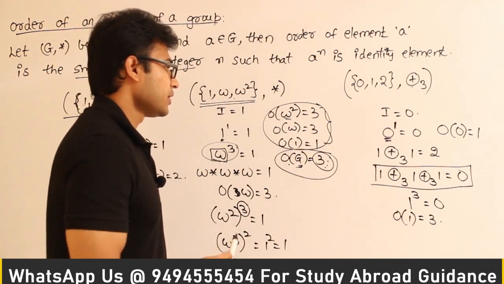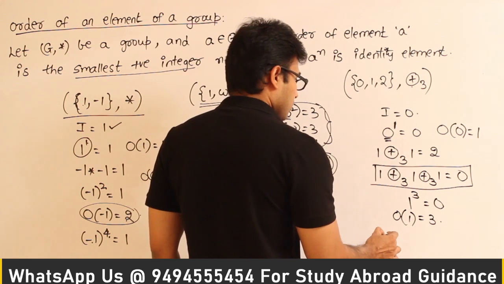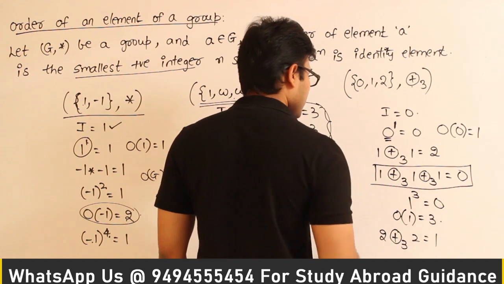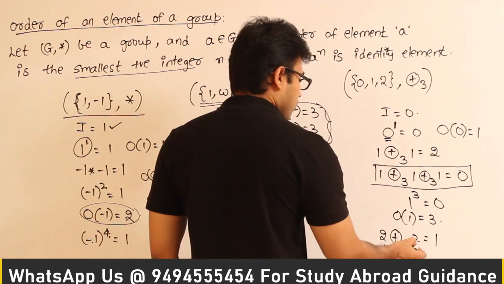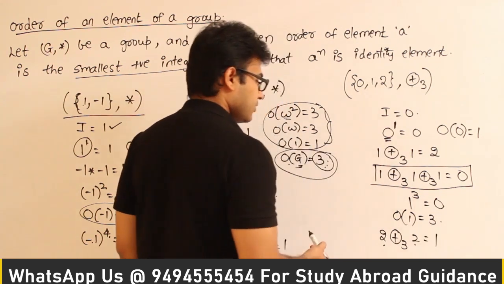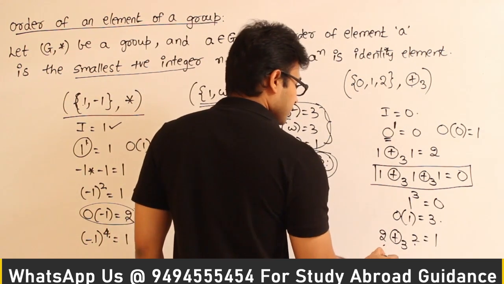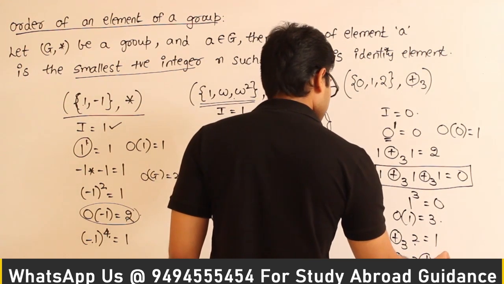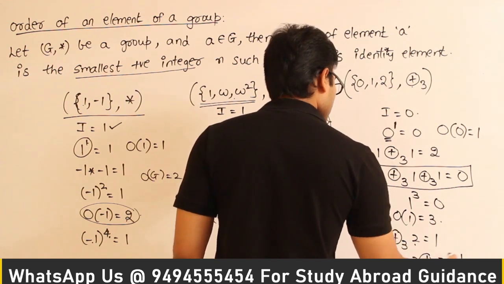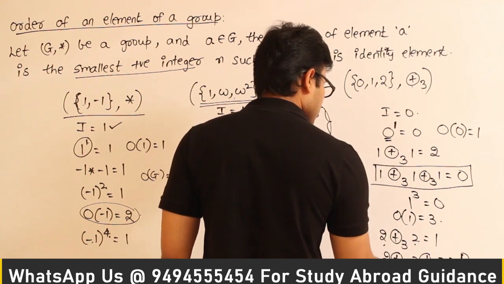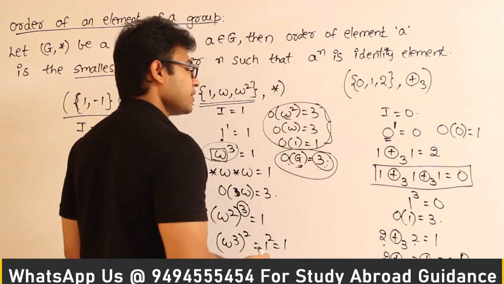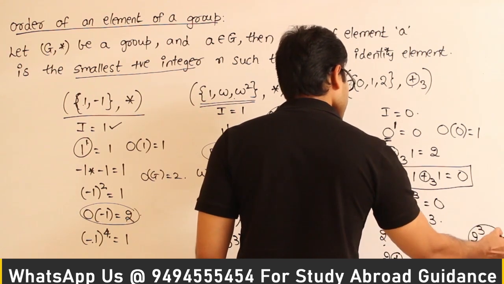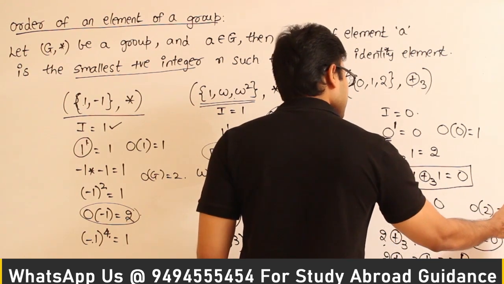What about 2? You can try to find out the order, right? The reason is 2 plus 2 is 4, and 4 when divided by 3, the remainder is going to be 1, right? And then if I do it 3 times, 2 plus 2 plus 2 is 6, and 6 when divided by 3, the remainder is 0. So what can we say? 2 cube is equal to 0, which means the order of the element 2 is 3.